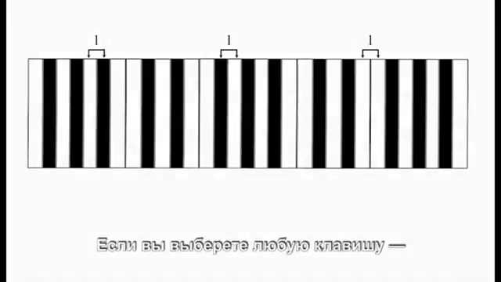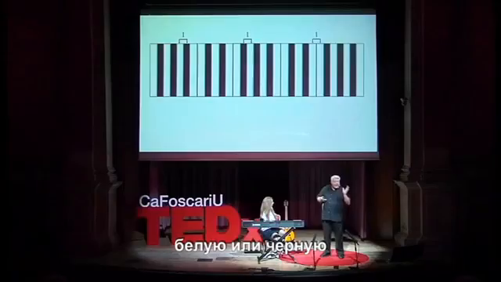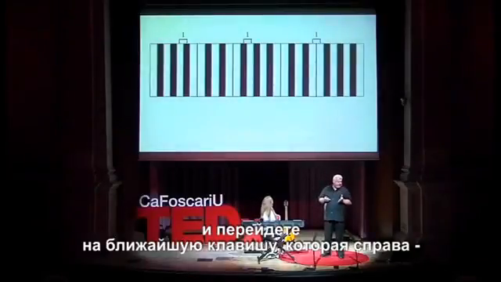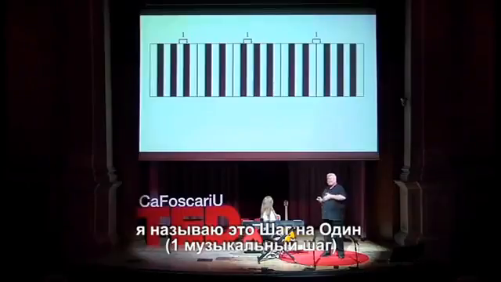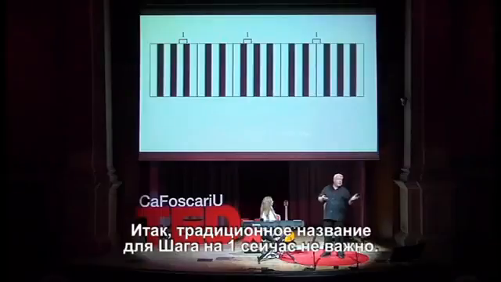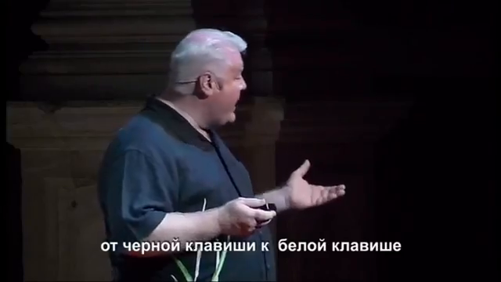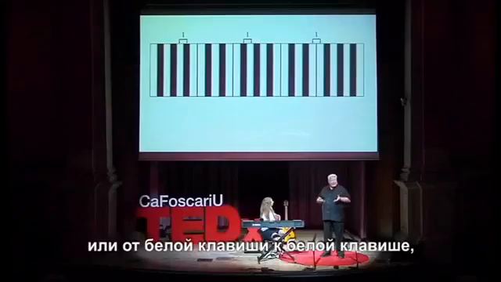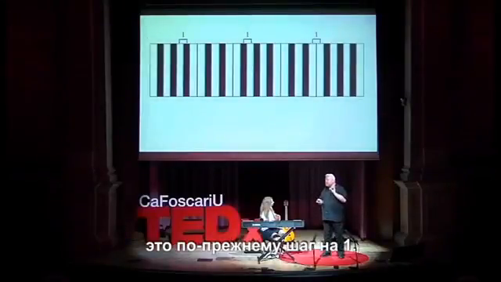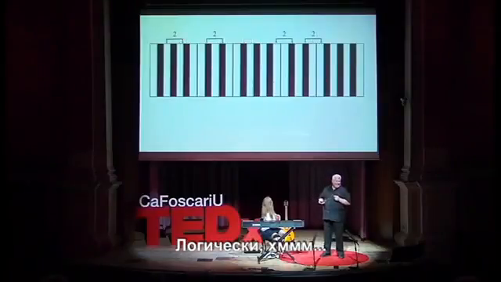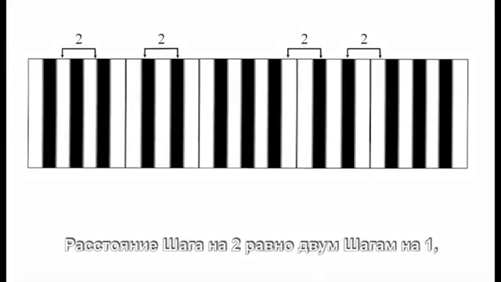Now, if you pick any key, white or black, and move to the key immediately to its right, I call this a step of one. Traditional names for this step of one are not important for now. It doesn't matter if it's a step of one from a white key to a black key to a white key, or a white key to a white key. It's still a step of one. Logically, a step of two, the distance equal to two steps of one.